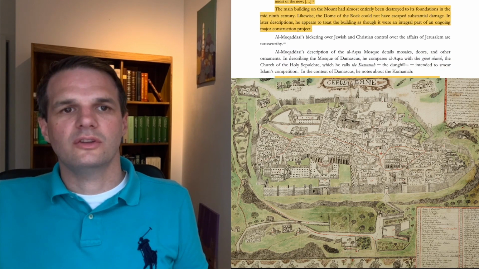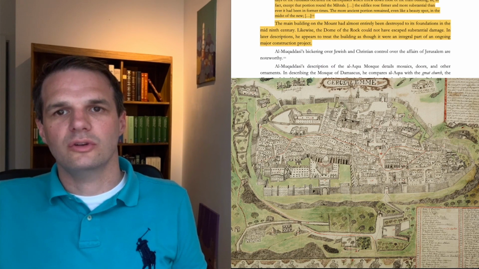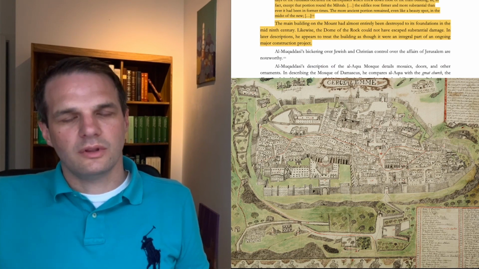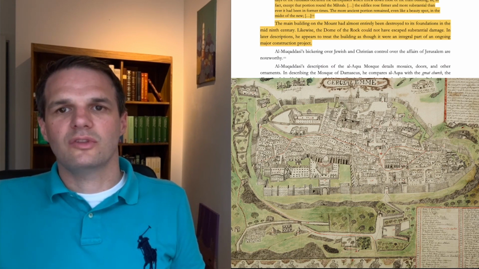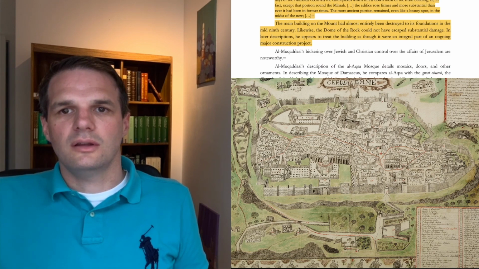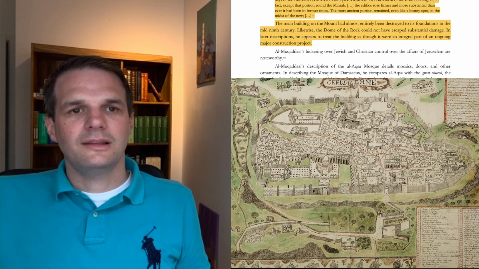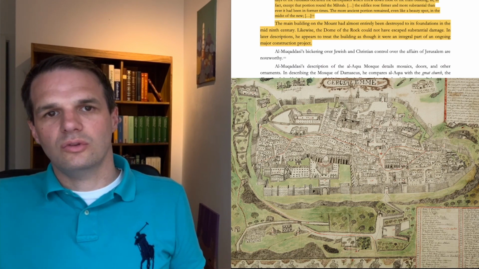So, what does H.A. say about this? The main building of the mount had almost entirely been destroyed to its foundation in the mid-9th century. True, that's what the text says. Likewise, the Dome of the Rock could not have escaped substantial damage. Well, it kind of could have, but more on that in a second. In later descriptions, he appears to treat the building as though it were an integral part of an ongoing major construction project.